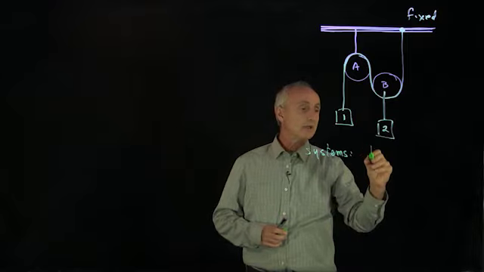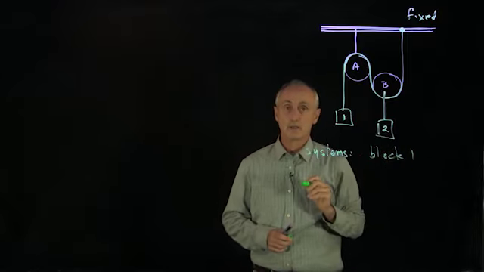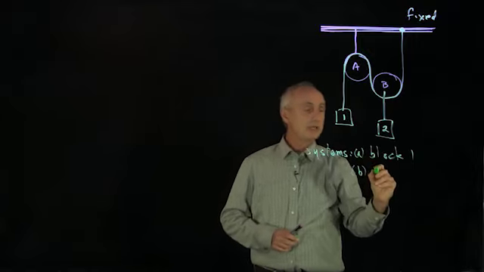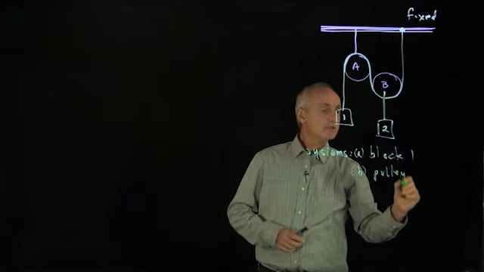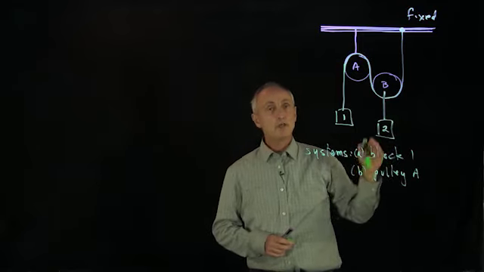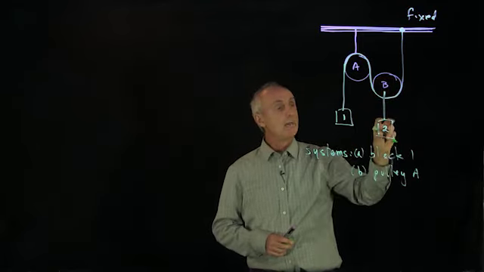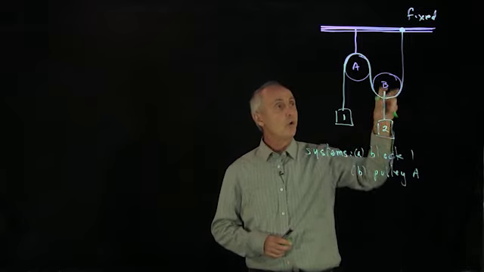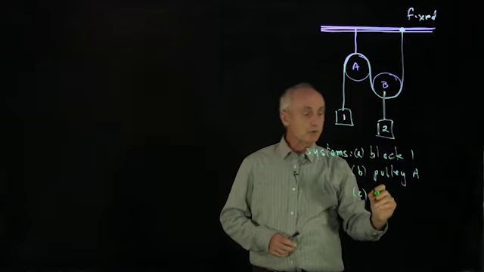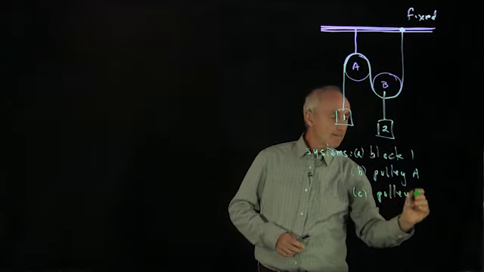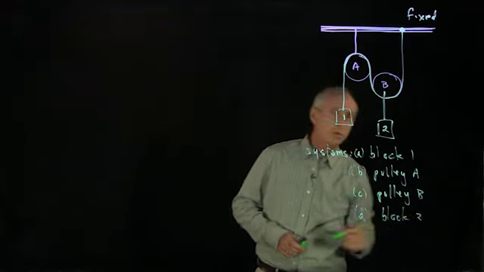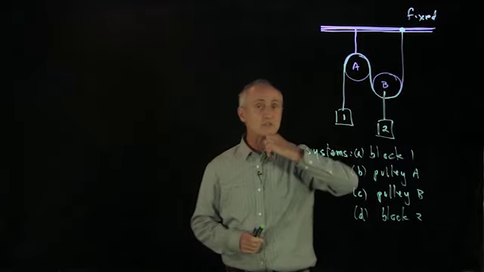And the first one is very simple. It will be block 1. And the second system that we look at, we'll call that A. B is pulley A. Now, that brings us to an interesting question about pulley B and block 2. Because we could separately look at pulley B, and we could separately consider block 2, or we consider them together. And I want to first consider separately pulley B and block 2.